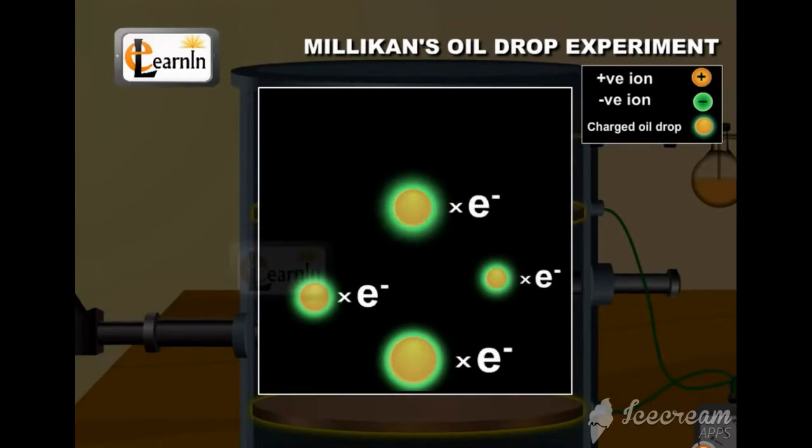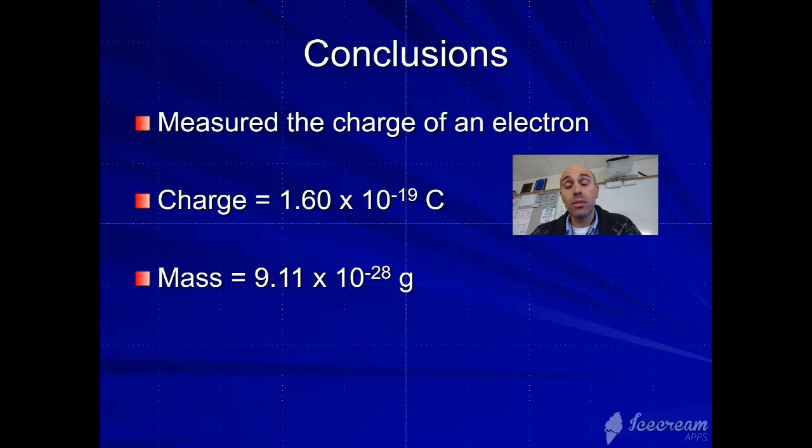So after watching that video, we see that yes, the charge indeed was calculated. The charge of an electron is 1.6 times 10 to the negative 19th C, where C stands for coulombs. And the mass of the electron was 9.11 times 10 to the negative 28th grams.